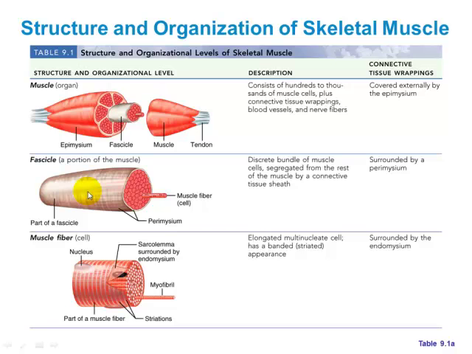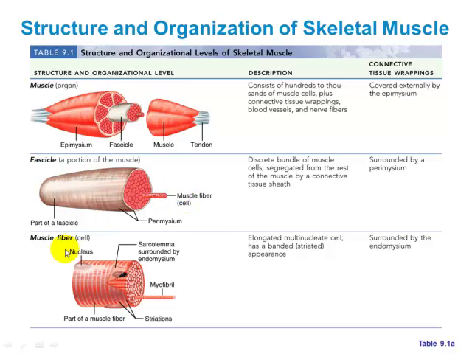If we focus in on the fascicle, which is a portion of the muscle here, we see that the fascicle is a bundle of muscle cells or muscle fibers. This fascicle is going to be bounded by connective tissue, here we have perimysium. So this bundle of the muscle fibers are the muscle cells. Here we're talking about the individual cells.